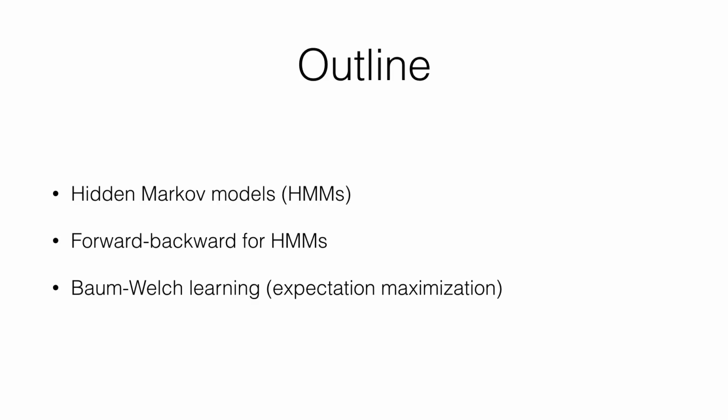Then we'll talk about Baum-Welch learning, which is a famous algorithm for learning the parameters of a hidden Markov model, which also boils down to something we've seen already, which is a combination of forward-backward and expectation maximization. So let's get to the basic concept of hidden Markov models.